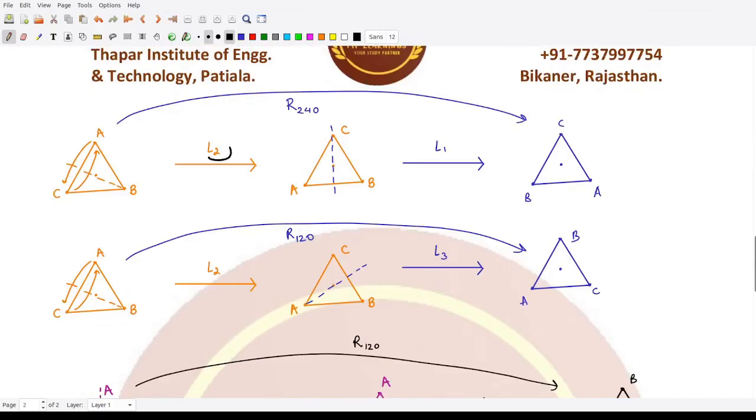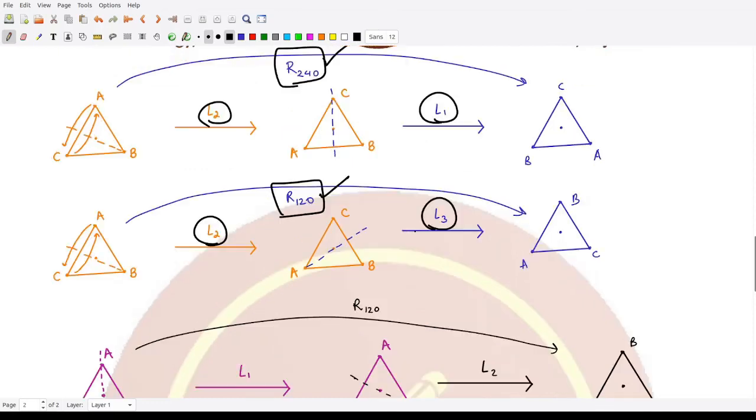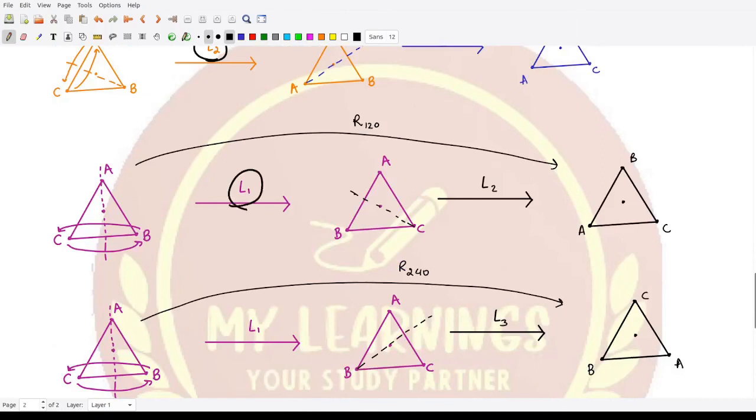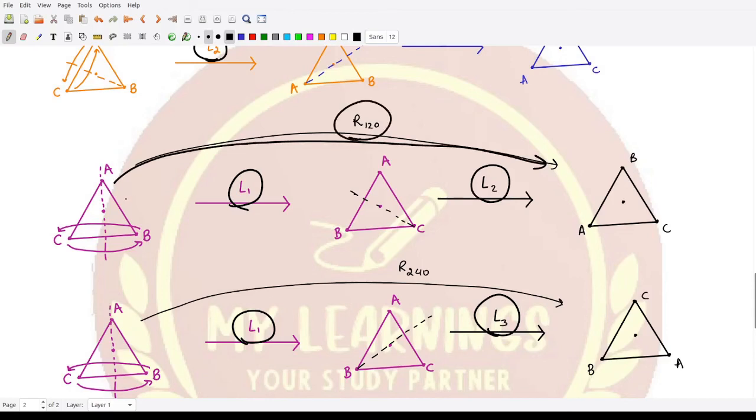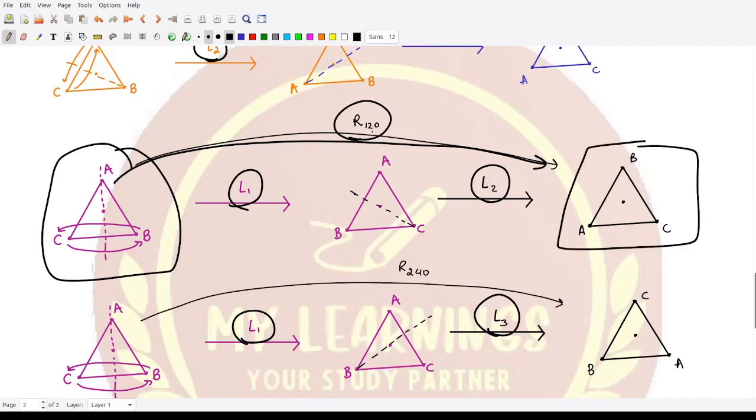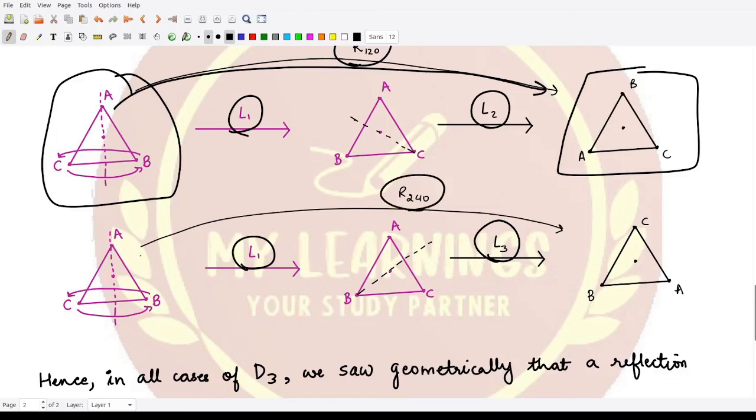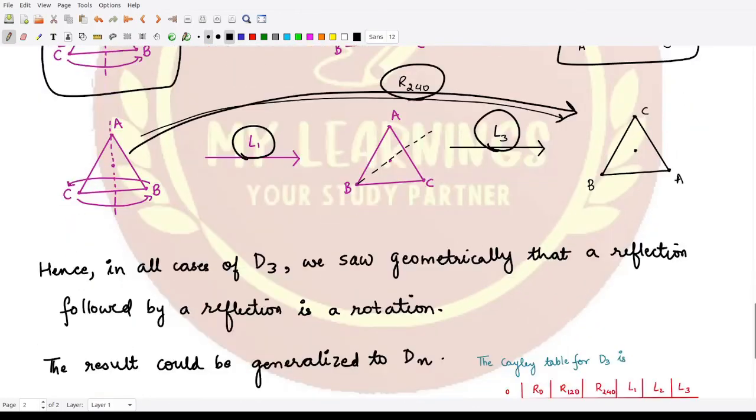Similarly, in the case when we first apply L2 and then apply L1 or we apply L3, in this case we are also getting rotations, right, of 240 degree and 120 degree. In a similar way, if you first apply L1 reflection and then first of all you apply L2 or you apply L3, in both the cases the final result that we are getting is a rotation from the initial position. Initial position was this one, so we are getting a rotation first of all by 120 degree and then by 240 degree, right? So in all the cases, we saw all the cases where reflection after reflection gives us rotation.